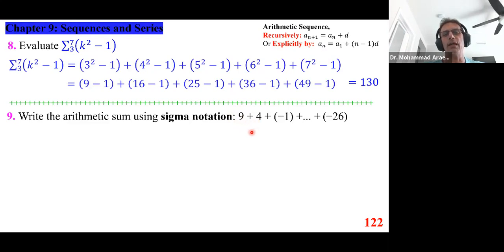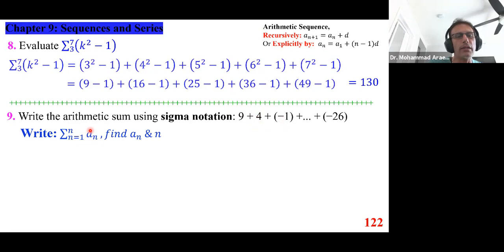So we need to find the first term, which is given, and then the distance, which is 4 minus 9. And we can now write the sigma notation. Sigma notation means find a sub n and do the math. You also need to find n. The reason is that we are writing the sigma notation either to infinity, if it says plus dot dot dot, or in this case up to here. So what term is this? We need to figure it out.